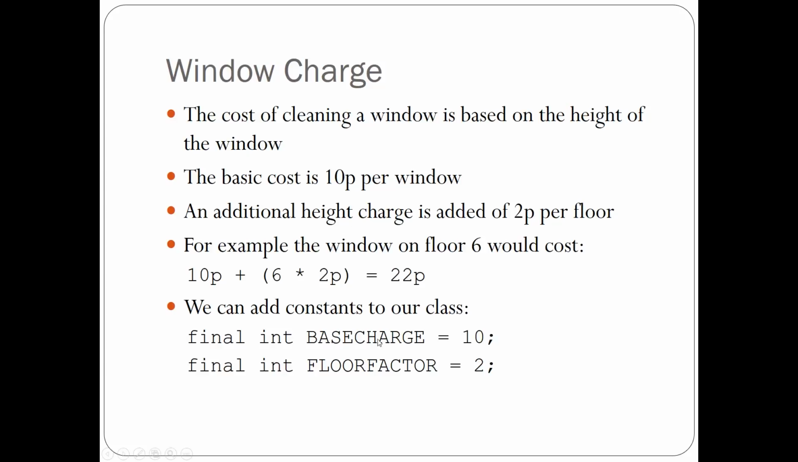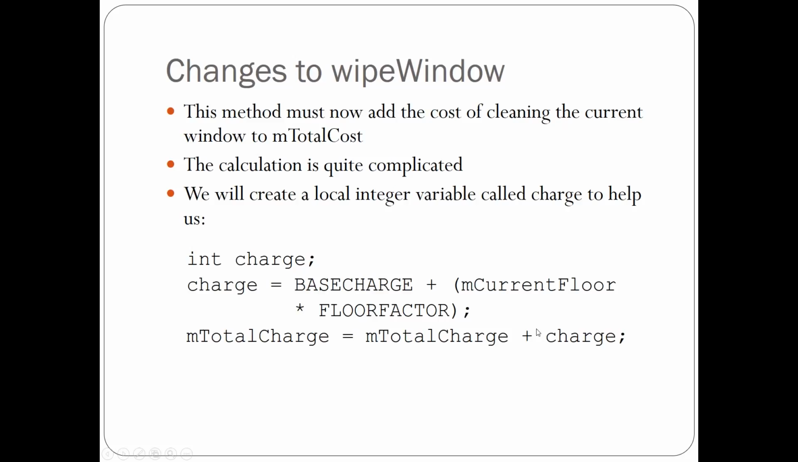In order to accommodate that, we're going to have two new constants, one called base charge, which is our basic cost of 10p, and something called floor factor, which will be our multiplier for multiplying out the cost of cleaning it the higher up the building we go. So what that means for us is that we're going to have to change the wipe window method in order to accommodate that calculation. It's quite complicated, not too complicated, but we have to use a local variable inside wipe window in order to accommodate the calculation.